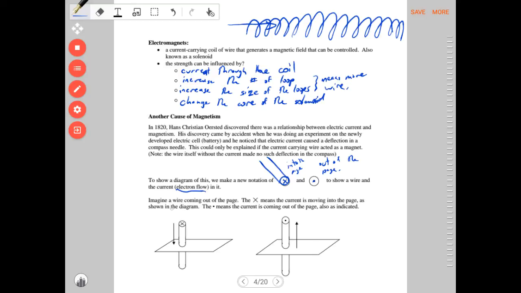Now look, if you imagine the wire coming out of the page, the X is current moving into the page as shown in the diagram. The dot means current coming out of the page. You already said that. So look, here's a better 3D diagram.